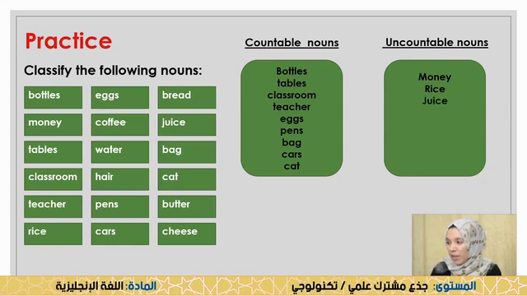Juice, since it's a liquid. Coffee, the same thing. Water, again. Hair, you cannot count hair. It is uncountable. Butter, uncountable. And the last one is cheese. So now we're done with countable nouns and uncountable nouns. Let's move now to the second part of this lesson, which is dedicated to the main words some and any.